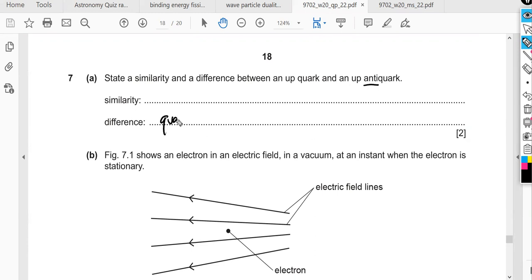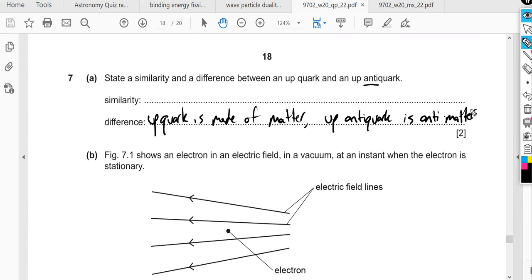So the up quark is made of matter, and the up antiquark, as the anti suggests, is antimatter. The other key difference that every student of physics should appreciate between matter and antimatter is that antimatter has the opposite charge of matter. And so we know that an up quark has a charge of positive 2/3, and an up antiquark, which we write with a bar, so u bar is the up antiquark, has a charge of negative 2/3. And so they have opposite charge.